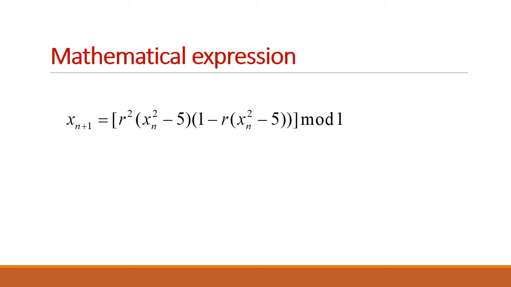The JSMP map is a very simple map whose expression is given here. This generates chaotic values in the range 0 to 1.